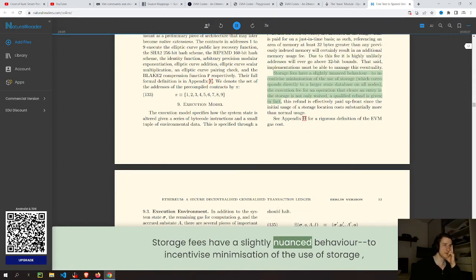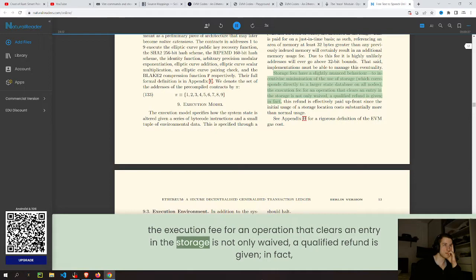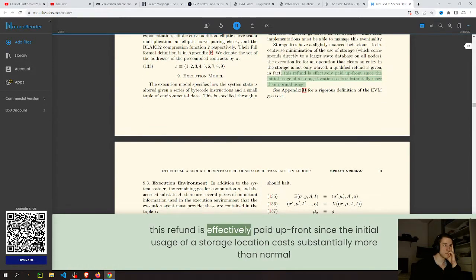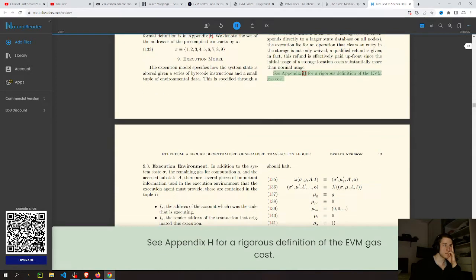Storage fees have a slightly nuanced behavior to incentivize minimization of the use of storage. The execution fee for an operation that clears an entry in the storage is not only waived, a qualified refund is given, in fact. This refund is effectively paid upfront since the initial usage of a storage location costs substantially more than normal usage. See Appendix H for a rigorous definition of the EVM gas cost.